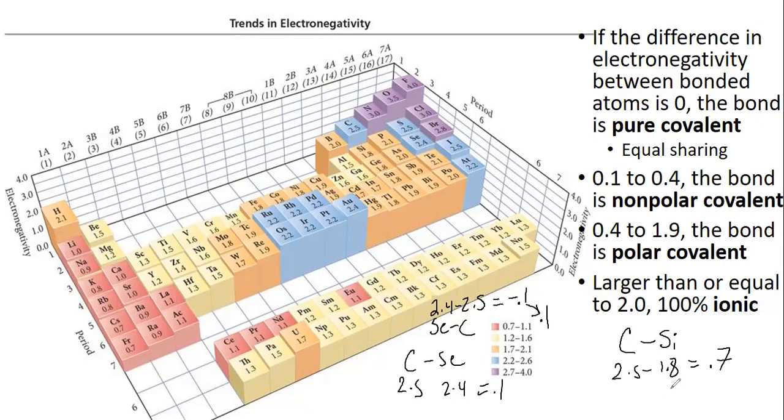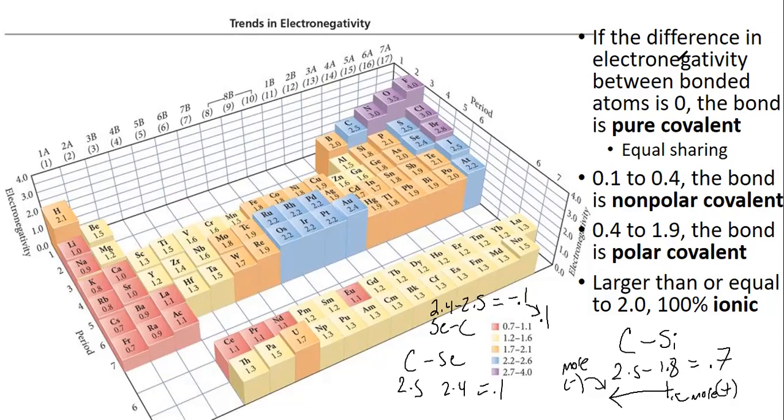The way we usually show that is an arrow with a plus sign at the tail. So the plus sign says this atom is more positive, and the arrowhead says this atom is more negative. And so if your score is between 0.4 and 1.9, you are still covalent, but you're in a polar bond, an unequal sharing. Then if you're larger than 2, you are an ionic bond.